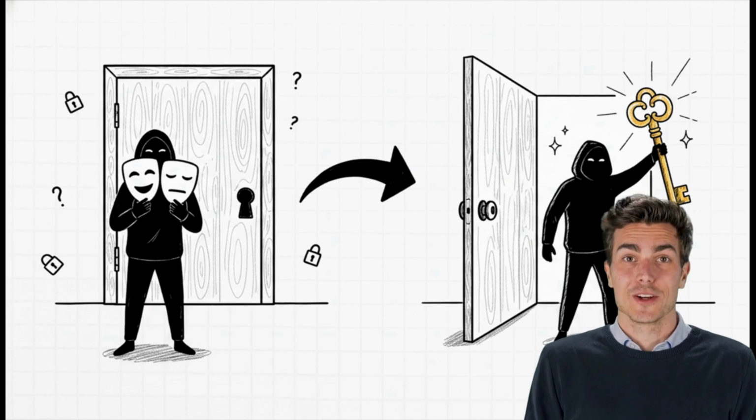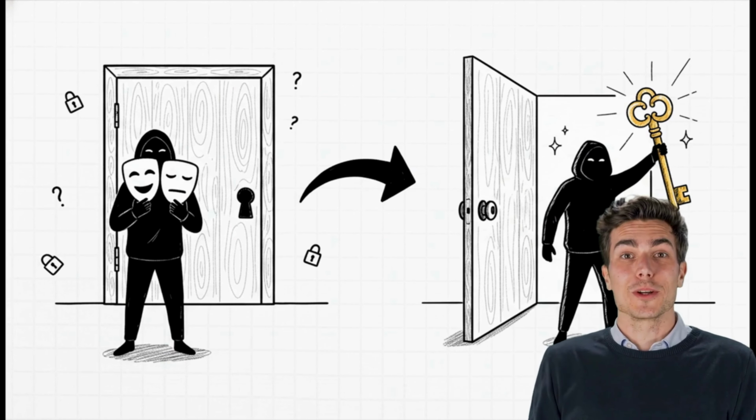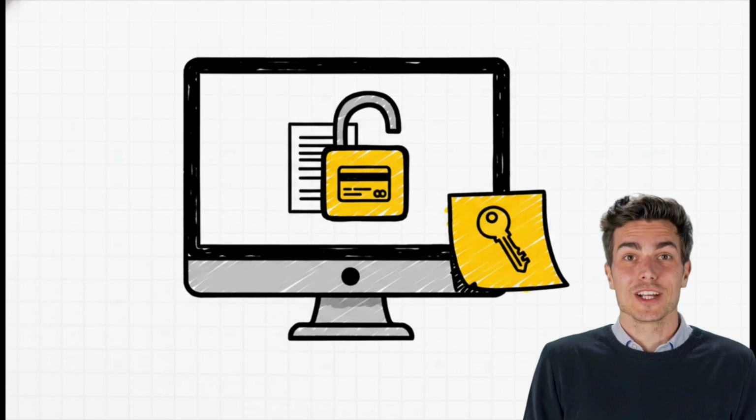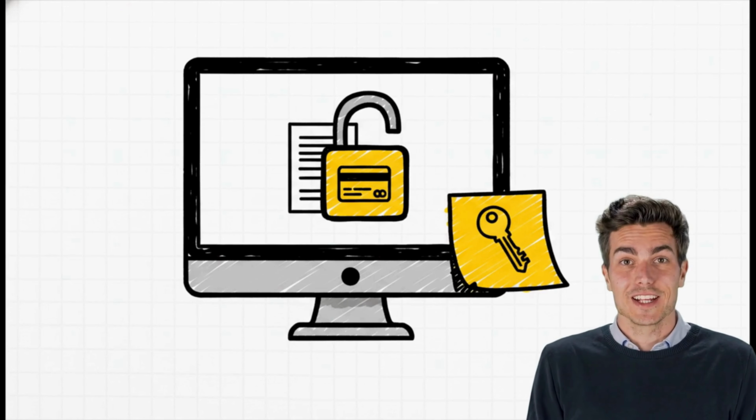Next on the list, we've got broken authentication. This one is the master of disguise. This vulnerability lets an attacker just waltz right through the front door, either by using a weak password or by stealing something called a session token, which is kind of like swiping someone's ID badge after they've already scanned in. And just like that, the attacker has the keys to the kingdom.